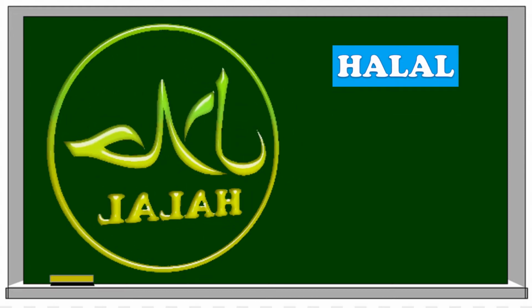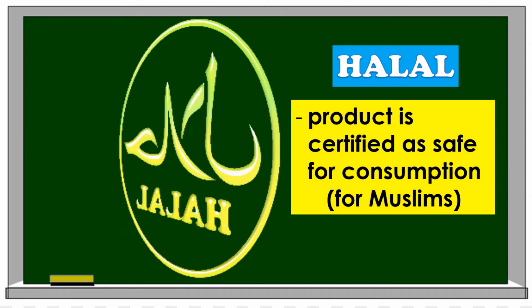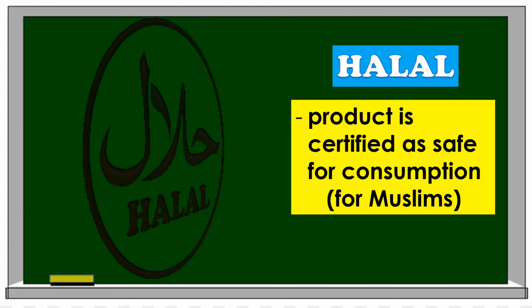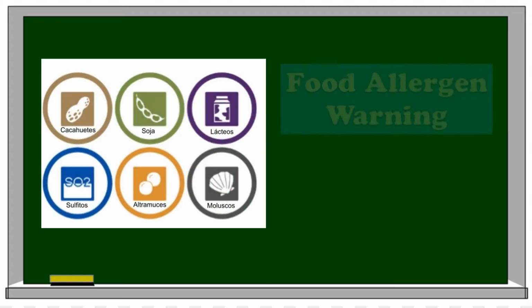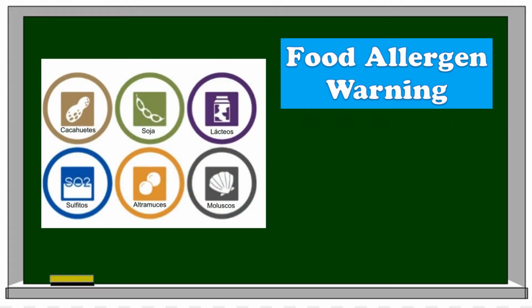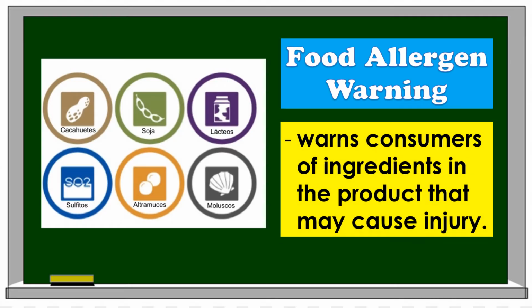Now, let us learn the following common signs in product labels which can help consumers decide whether the product is useful or harmful. First, we have Halal Certified. It is safe to consume by our Muslim brothers. Next is the Food Allergen Warning. It warns consumers of ingredients in the product that may cause injury.